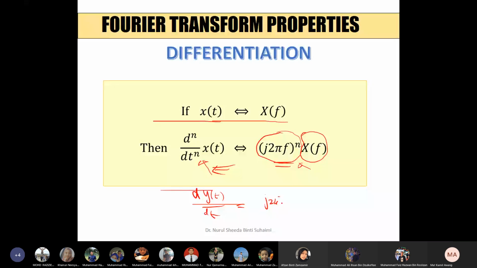Basically, 2 pi f of x of f. If double derivative, so basically this is actually (2 pi f) squared. If triple derivative, (2 pi f) cubed. So the integration, the differentiation in time domain will result in multiplication by this factor only.